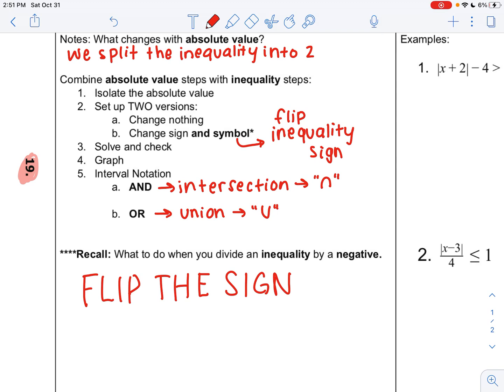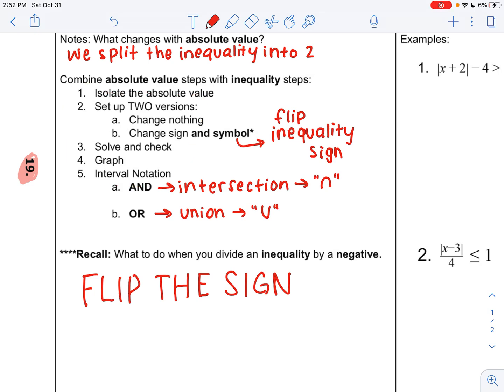So when we have an inequality like we were solving in the last section, we just solve for the inequality and graph. When we have an absolute value inequality, we split the inequality into two, and we're actually solving two different equations, just like when we would split the absolute value into two and solve two different equations. So to combine absolute value, here are the 5 steps, okay?